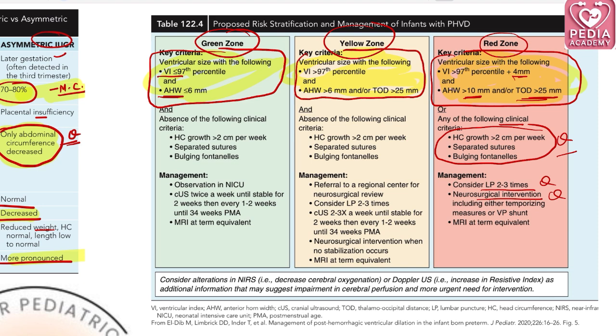Okay, green zone we have to observe, we have to do cranial ultrasonography until stable. Similarly, for yellow zone, you have to do LP 2 to 3 times and cranial ultrasonography. The ultrasonography criteria are there. Basically, in this table, they will ask you what is green zone, yellow zone, red zone definition, and what will you do in red zone.